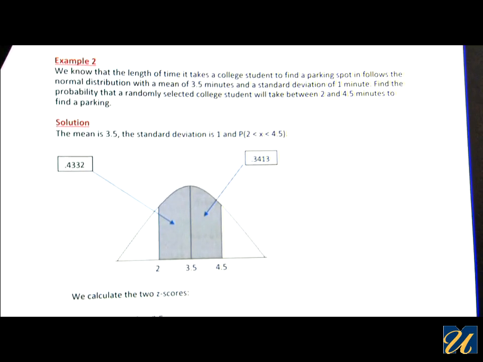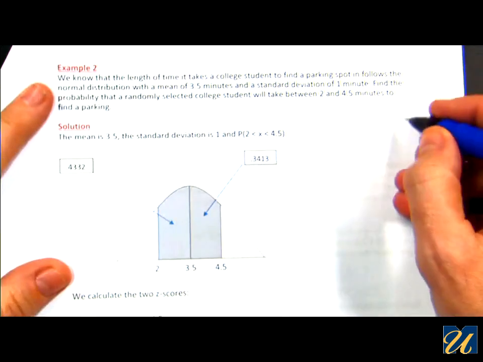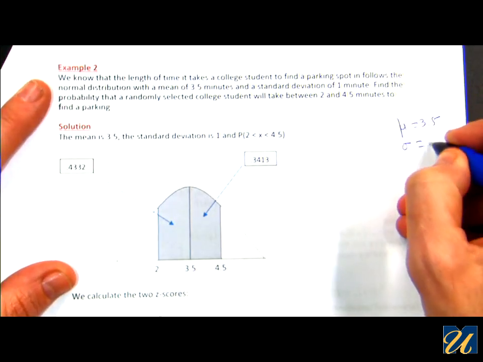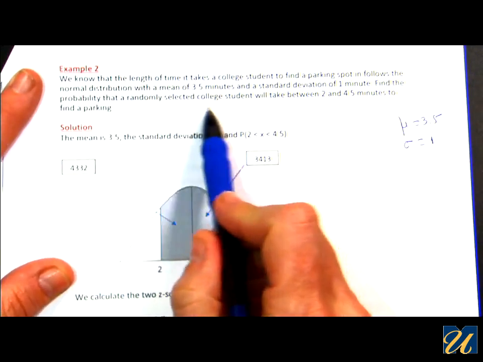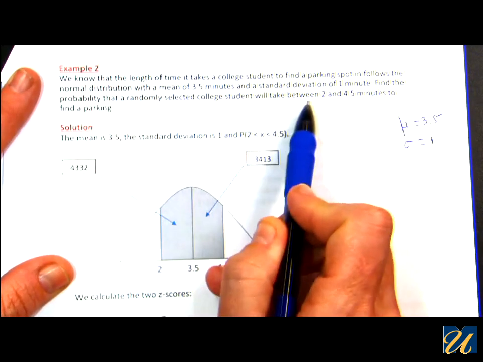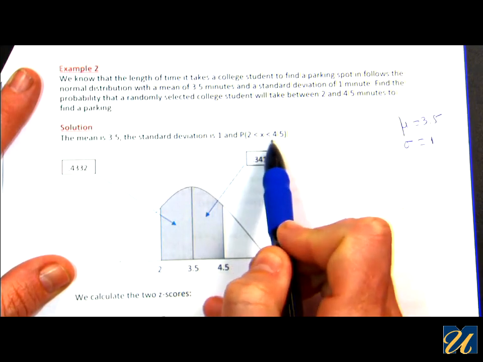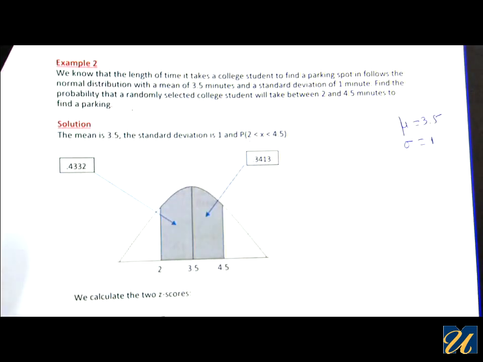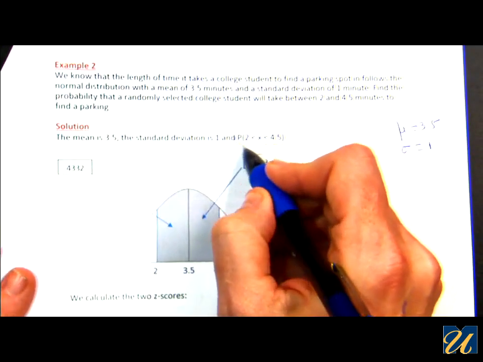Now, for the second example, we know that the length of time it takes a college student to find a parking spot follows the normal distribution with a mean of 3.5 minutes. So we have mu equal to 3.5, standard deviation sigma equal to 1. Find the probability that a randomly selected college student will take between 2 to 4.5 minutes to find a parking spot. So I'm looking for this probability.